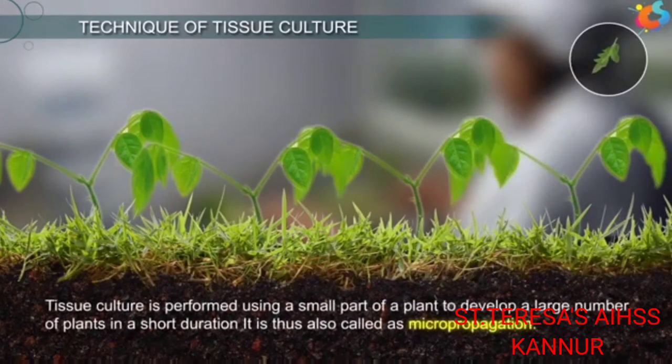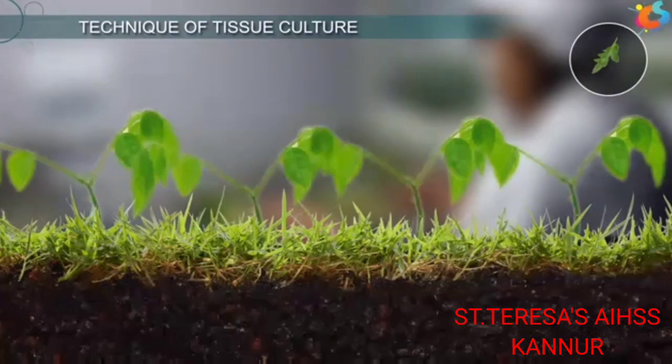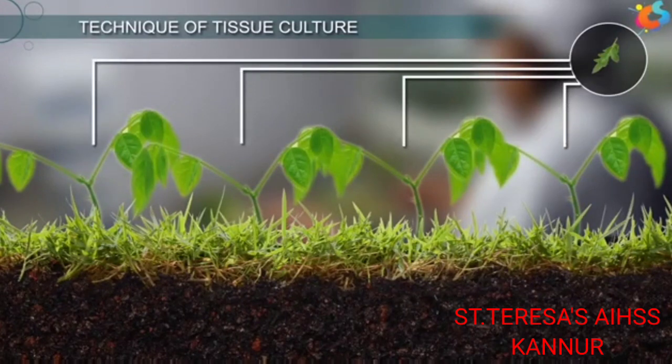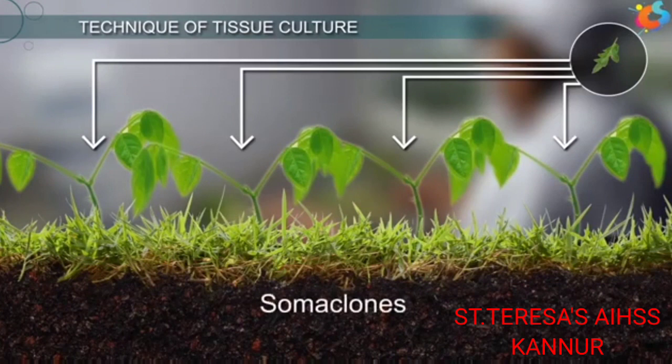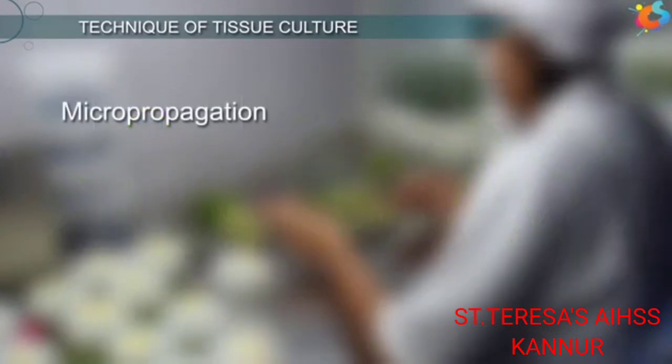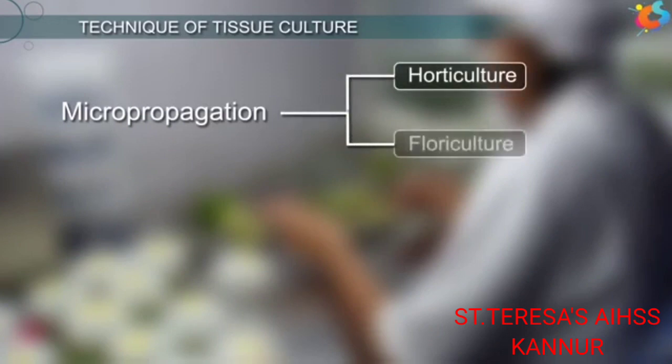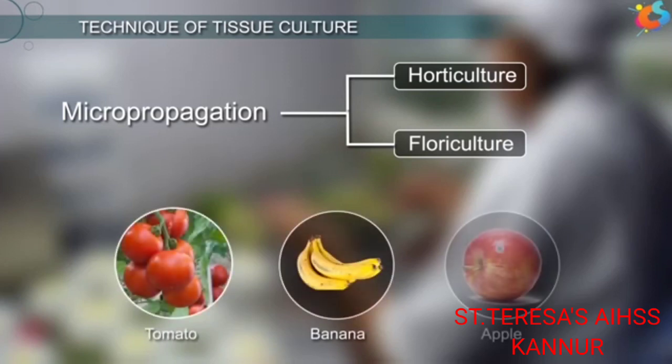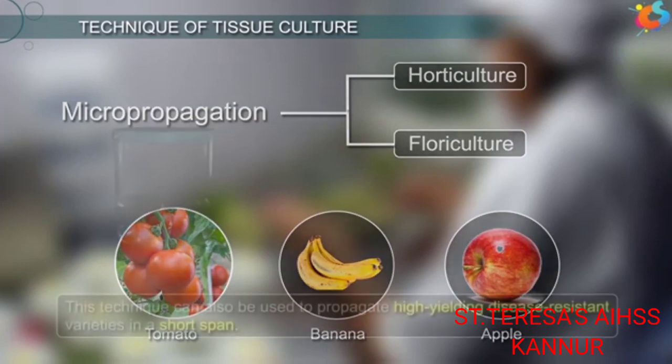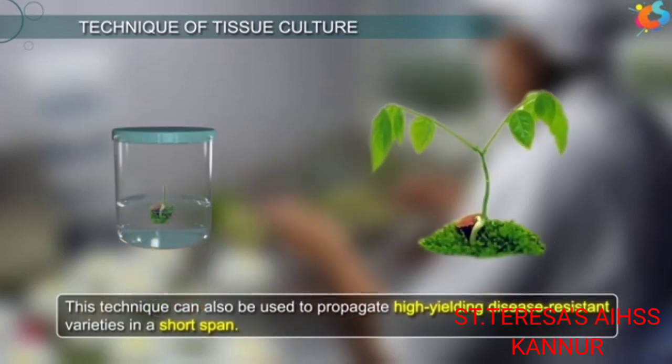Tissue culture is performed using a small part of a plant to develop a large number of plants in a short duration. It is thus also called micropropagation. As all these plants are developed from the same part of the parent plant, they are genetically identical and called somaclones. Micropropagation is extensively used in horticulture and floriculture and is employed in the large-scale production of tomato, banana, apple, etc. This technique can also be used to propagate high-yielding, disease-resistant varieties in a short span.